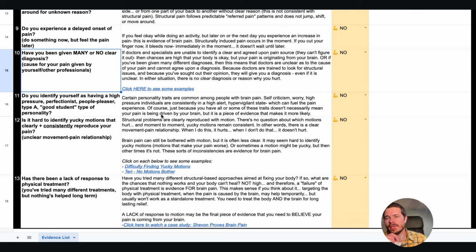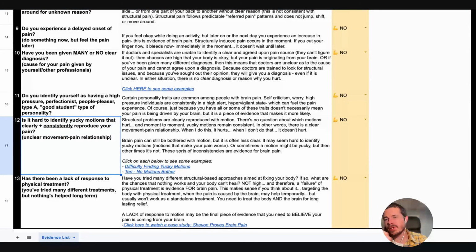Question number 11, do you identify yourself as a high-pressure, perfectionist, people-pleaser, type A, get-her-done, good student type personality? These types of habits or personality traits, if you will, self-criticism, worry, high-pressure type stuff. If you are that person, it's okay, but you're more than likely stuck in a high-alert, more hyper-vigilant state than somebody who's not. Somebody who's more at ease. And if there is dis-ease psychologically within the system, there can be disease within the body. Okay, so just because you have these symptoms doesn't mean that this is the cause of your problems. Remember, we look at all these clues together. But again, it does put you more at risk for training those neural circuits to experience symptoms.